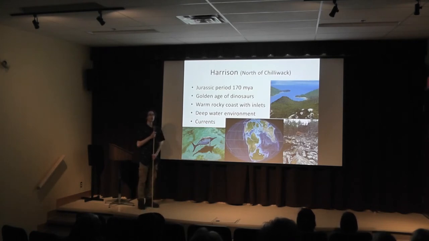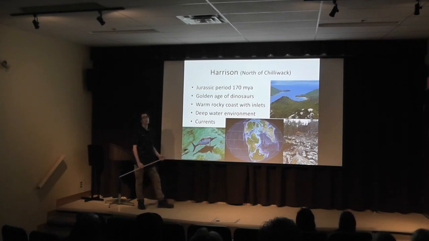The next fossil site I'll be going over is Harrison, which is north of Chilliwack. The rock age there is around 170 million years of age in the Jurassic period, which is known as the golden age of the dinosaurs. You would see dinosaurs like Apatosaurus, Stegosaurus, and Allosaurus roaming around during this time.